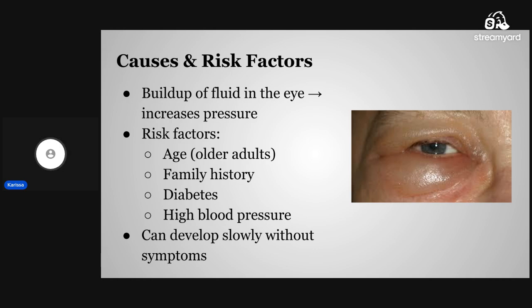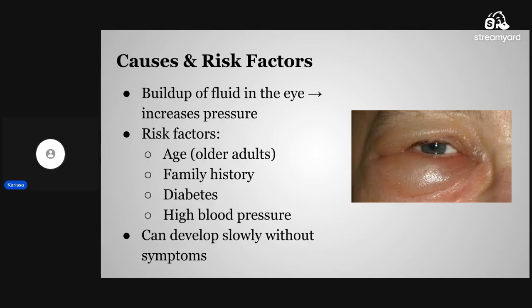Some risk factors of this are old age. Older adults usually develop this disease. Family history is another one. It's definitely hereditary, like most of the diseases and pathologies that I've covered, or in general. And diabetes, actually, surprisingly, I didn't know that diabetes was one of the major risk factors, but diabetes can actually, in turn, help you develop this disease, and that's not good.